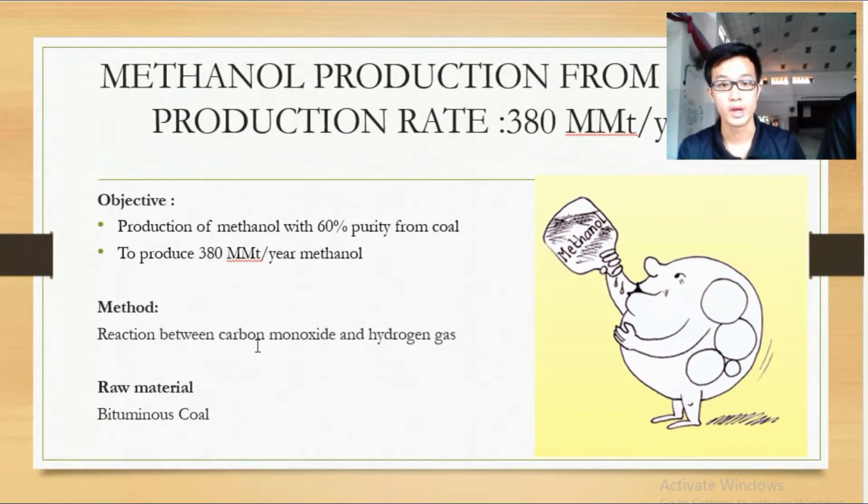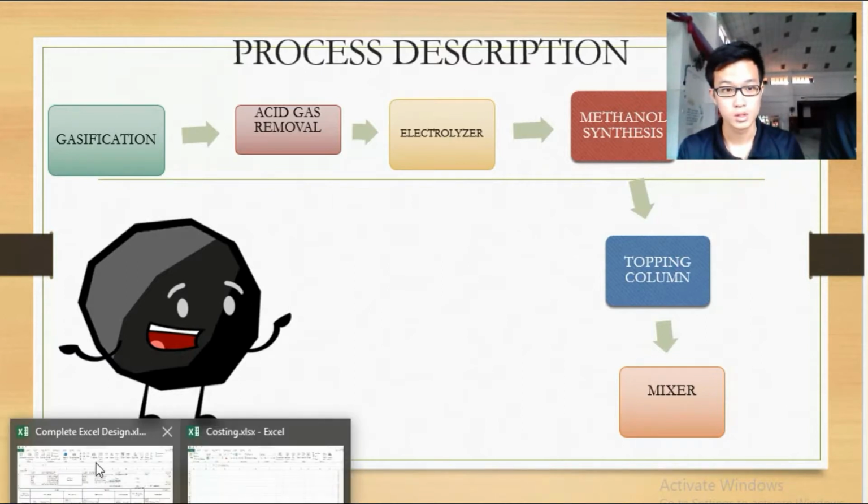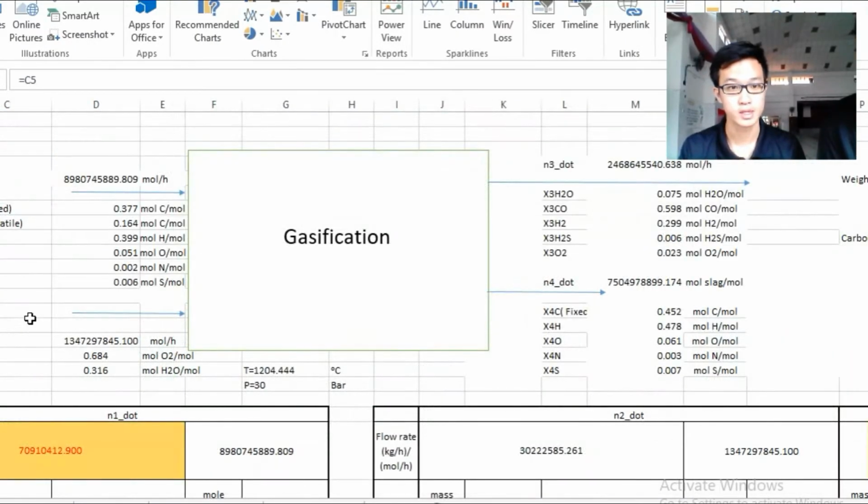The method is to react carbon monoxide and hydrogen gas to produce methanol, as seen in the methanol production blocks. These are the blocks that we are going to use for our methanol synthesis. We will start off with gasification and an acid gas remover to remove the unwanted gas, and an electrolyzer to produce hydrogen gas, then methanol synthesis, which is the most important block, then topping, and finally mixers to produce our desired purities. So we will start off with our gasification process.